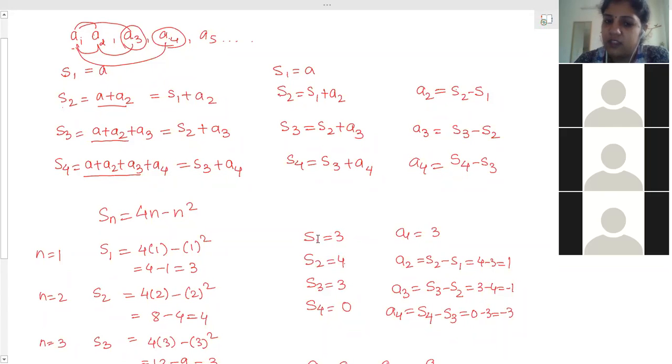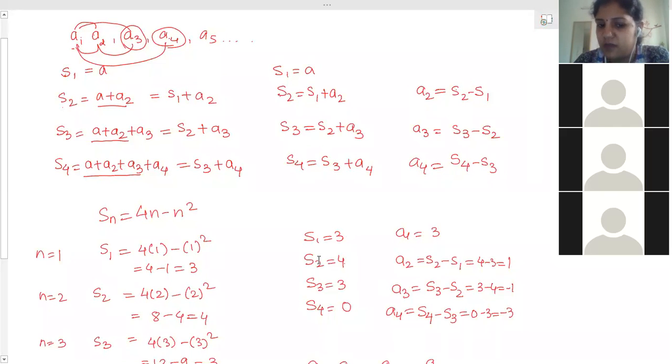So A1 is equal to S1. So we got A1 is equal to 3. A2, the second term, how to calculate? That is subtracting the first term's sum from the second term's sum. That is S2 minus S1. S2 is 4. S1 is 3. So we got 4 minus 3. That is 1.